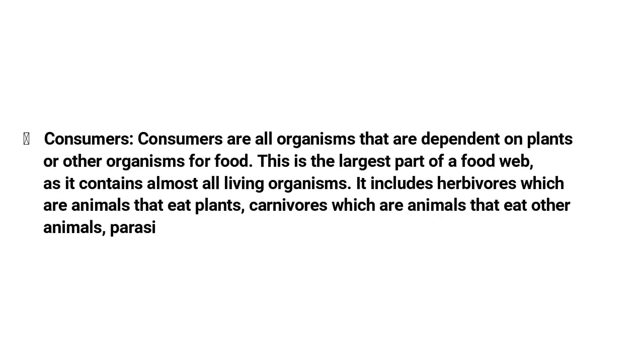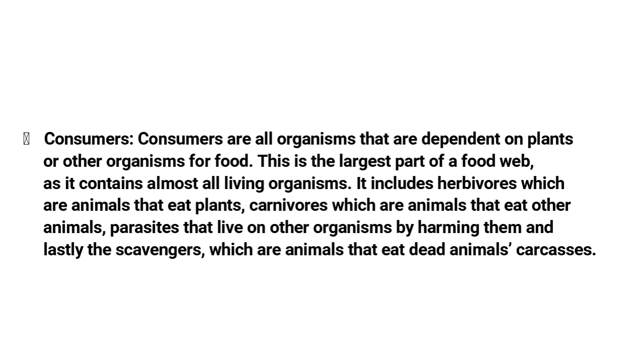We also have consumers. Consumers are all organisms that are dependent on plants or other organisms for food. This is the largest part of a food web, as it contains almost all living organisms. It includes herbivores, which are animals that eat plants, carnivores, which are animals that eat other animals, parasites that live on other organisms by harming them, and lastly, the scavengers, which are animals that eat dead animals' carcasses.